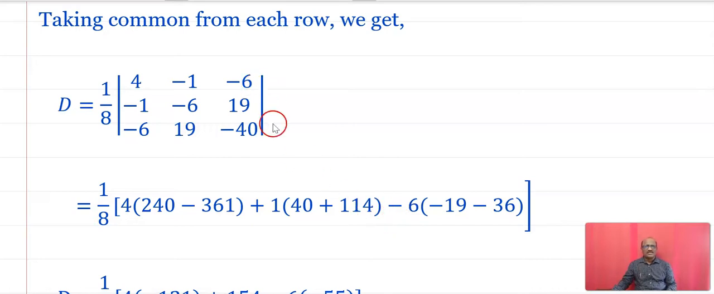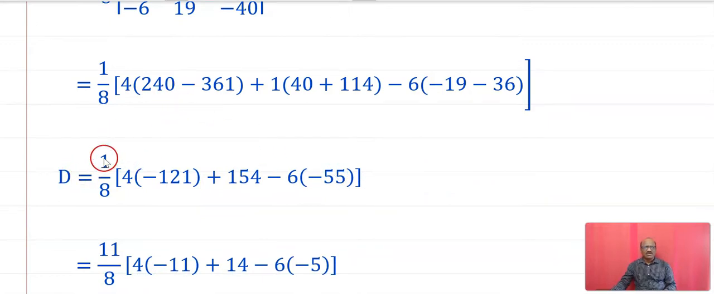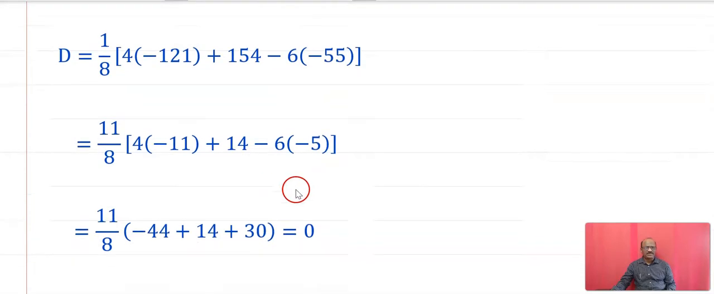Okay. And last is minus 6 and the product of minus 1 into 19 minus 19. And minus and product of minus 6 into minus 6 plus 36. And evaluate this. That is 1 by 8 in bracket 4. You will get minus 121 plus 154 minus 6 in bracket minus 55. And again here we can take 11 as common. 11 upon 8 in bracket 4 minus in bracket minus 11 plus 14 minus 6 in bracket minus 5.